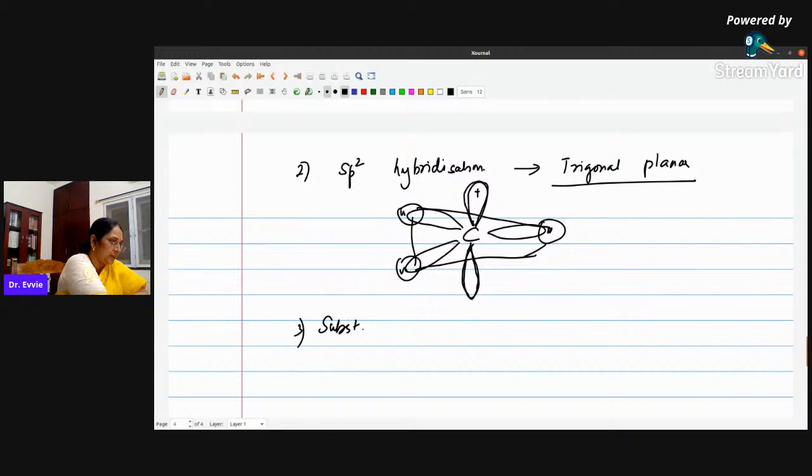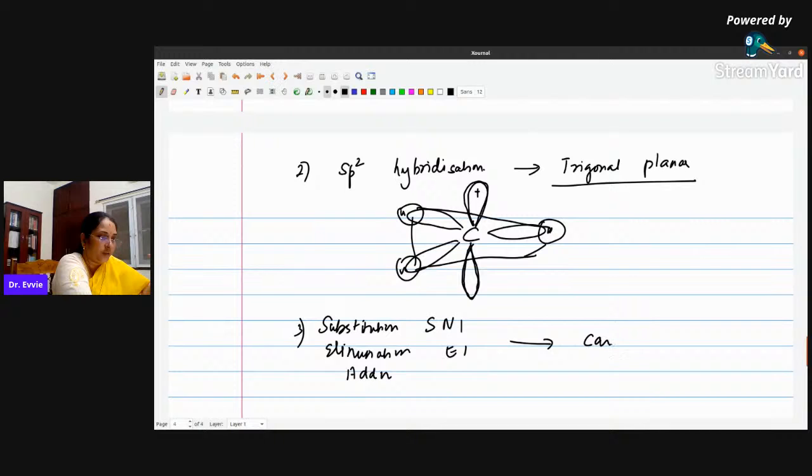Point 3: substitution reactions, and in substitution you have SN1 and SN2, and we have substitution nucleophilic unimolecular. Then we can see it in elimination reaction, that is E1. Then you have addition reactions, electrophilic addition reactions. In all these cases, we can see the intermediate will be a carbocation.